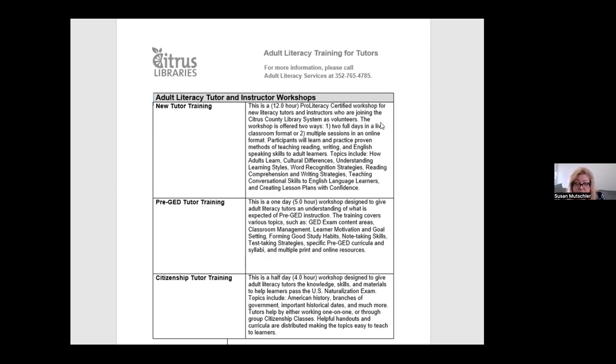And then the citizenship training is a 4-hour workshop going over the U.S. naturalization exam topics such as American history, branches of government, important historical dates, and giving out handouts and curricula. We share all that information at the citizenship tutor training. So are any of you doing different workshops, like a new tutor training versus a different pre-GED tutor training versus a different citizenship tutor training? I'm just curious.